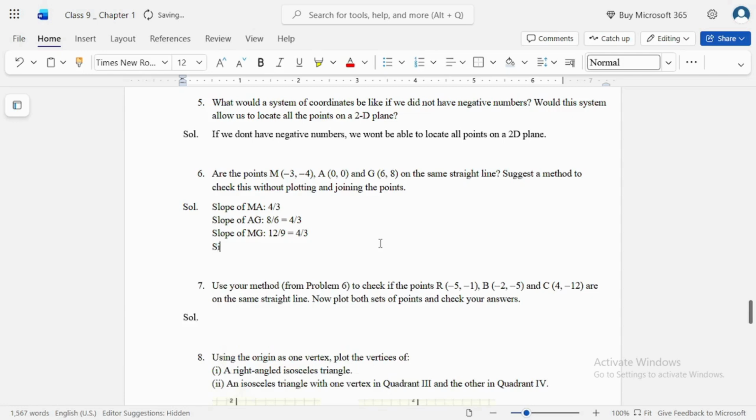So since slope of MA equals slope of AG equals slope of MG, hence all 3 points lie on a straight line.